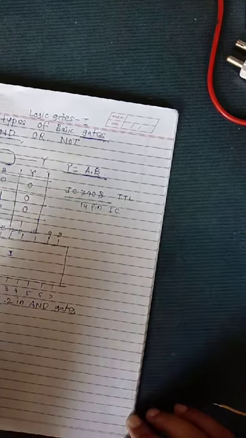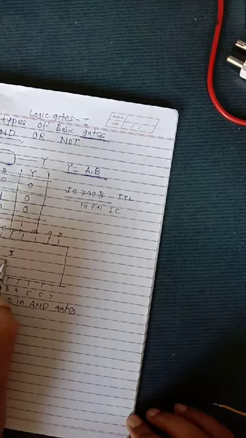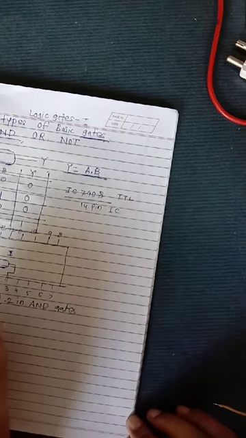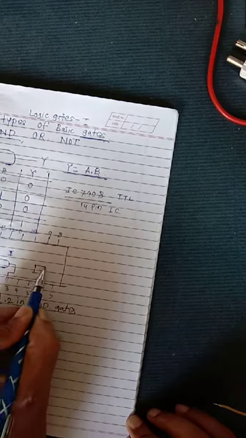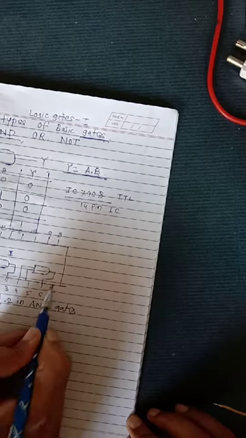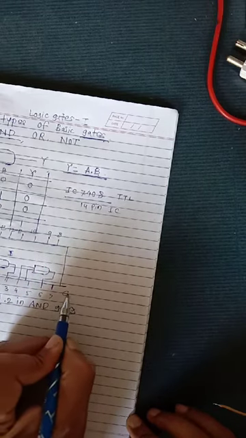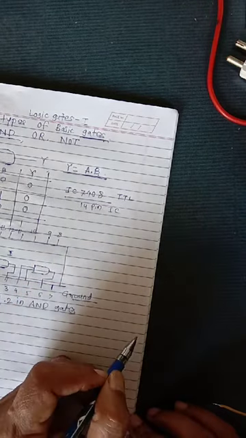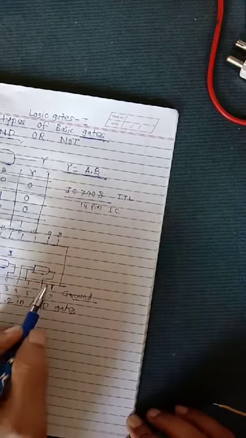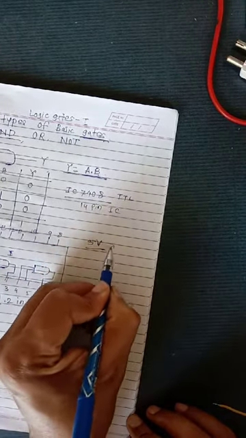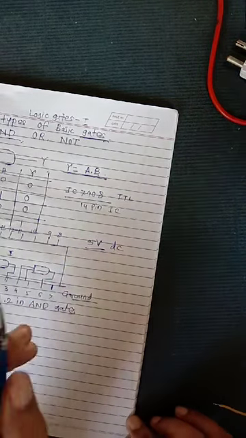Now see here, in the first AND gate, pin number 1 and pin number 2 are the inputs and pin number 3 is the output. Then in the second AND gate, pin numbers 4 and 5 are inputs and pin number 6 is the output. Then pin number 7 is for ground. This pin is always connected to the negative of the DC power supply.